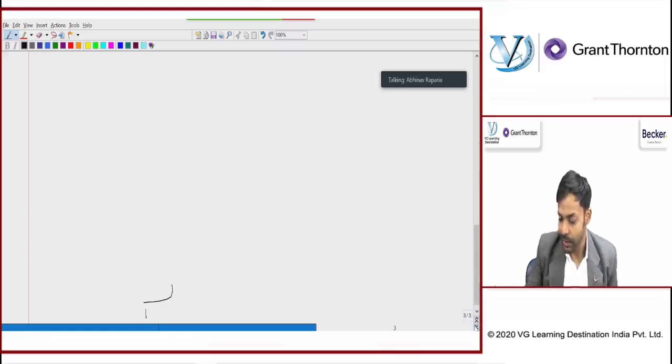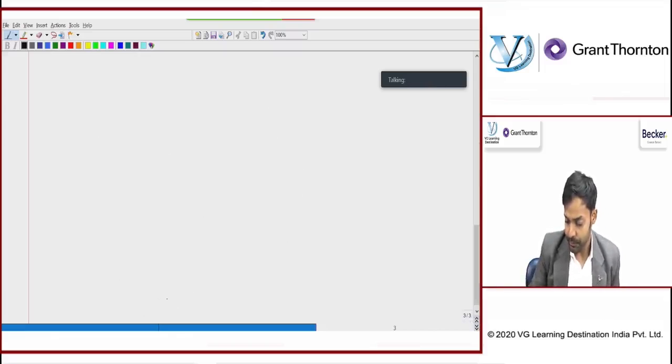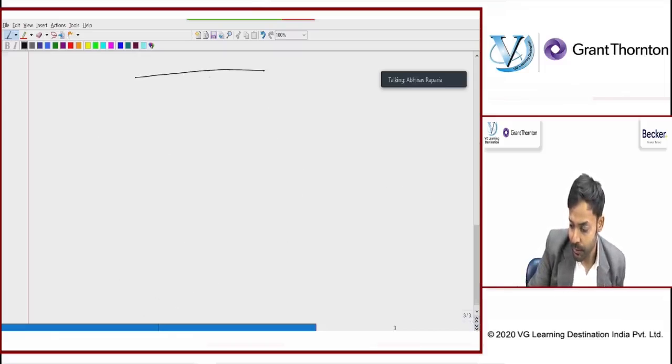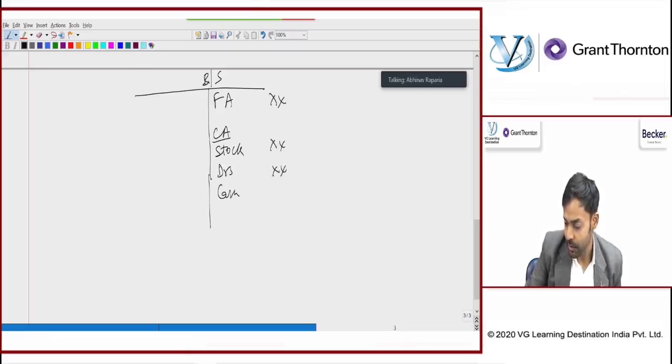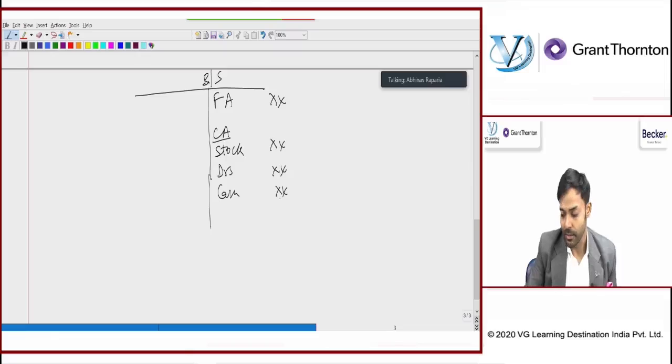So now how the balance sheet will look for you. Now we have added the working capital also. So you will have fixed assets, what we have done earlier, and you will have current assets. What will you have in current? You will have stock, debtors, accounts receivable, and cash, right? So you will have current assets.